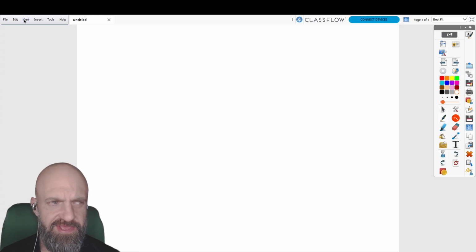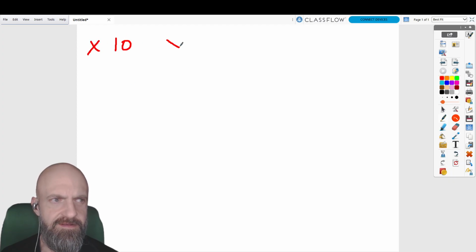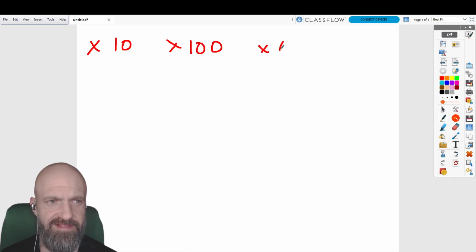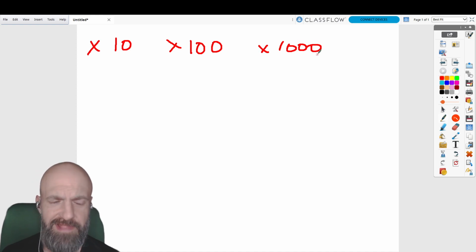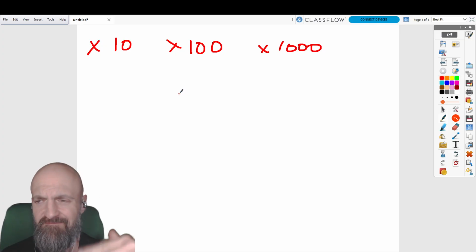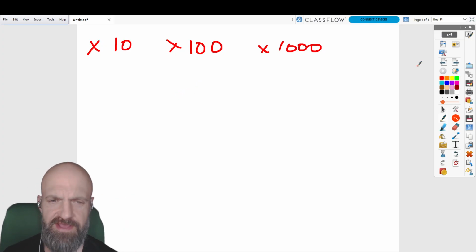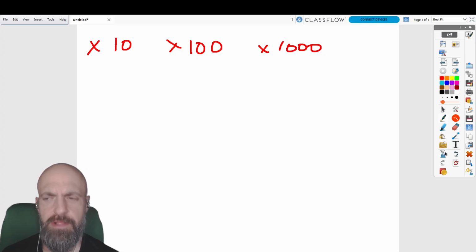So, we're going to be looking at, let's start with multiplication. We have times 10, times 100, and times 1,000. Now, when we're multiplying these, we don't need to write it vertically with the algorithm. There's a much quicker way to do this. Let me show you.